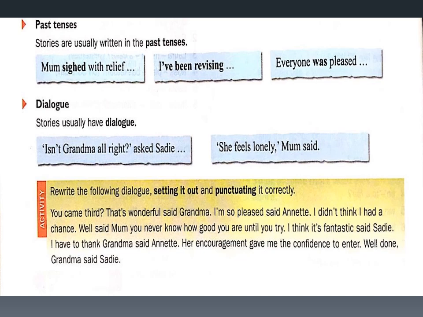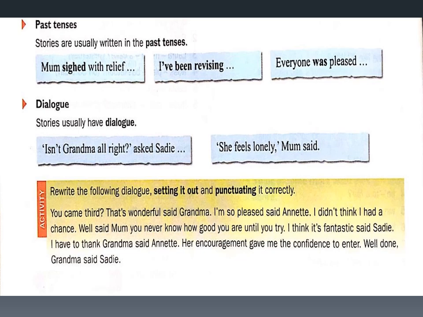What is more important to know about stories? That stories are usually written in the past tenses. When you are telling a story, you are speaking about events that happened and finished in the past. So you have to use past tenses, no other tenses.